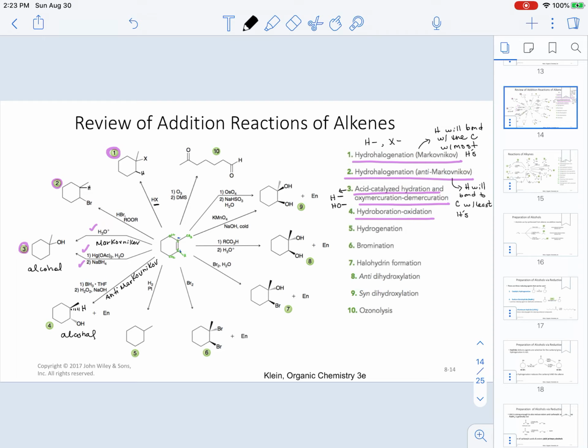addition. Remember, similar to reaction 3, we're going to have an H and an OH. And because hydroboration is anti-Markovnikov, the carbon atom that is attached directly to the most hydrogens will be receiving the incoming OH. And then the other carbon will be receiving the H.